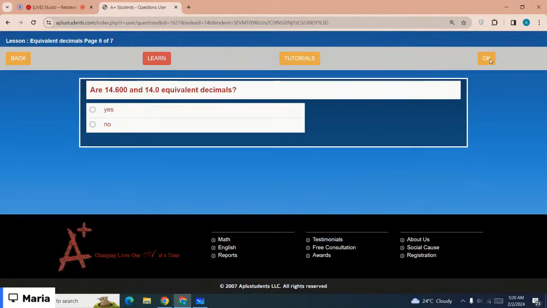The next one is, are 14.600 and 14.0 equivalent decimals? Yes or no? The correct option is no, they are not equivalent. The correct option is no.